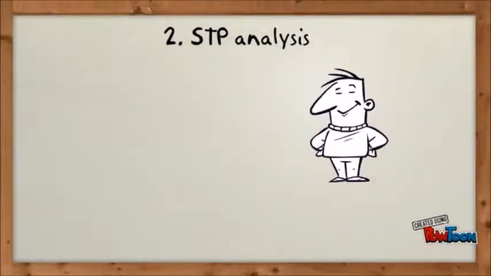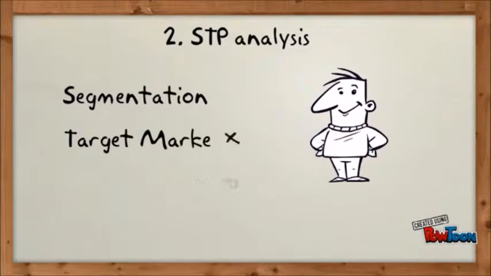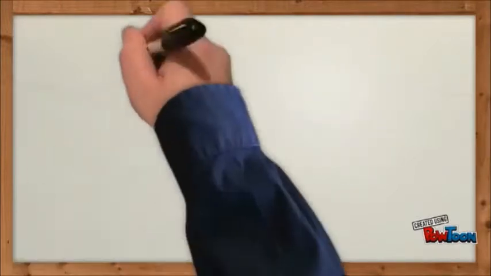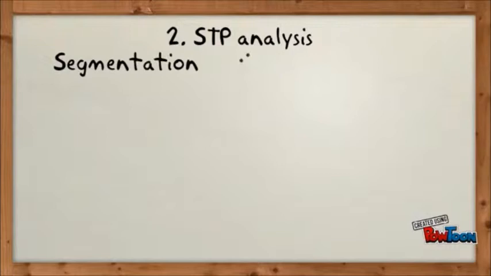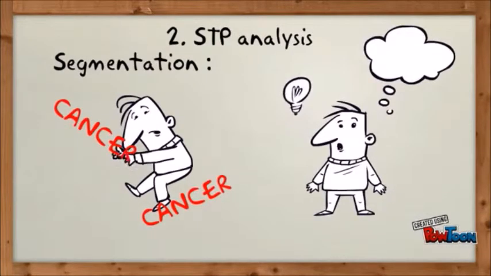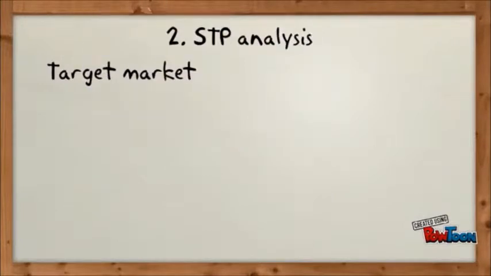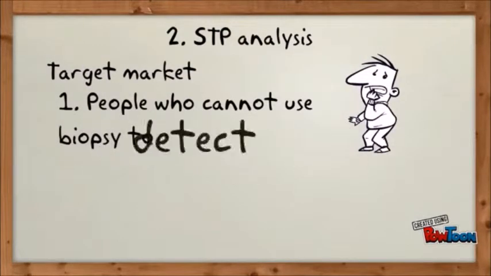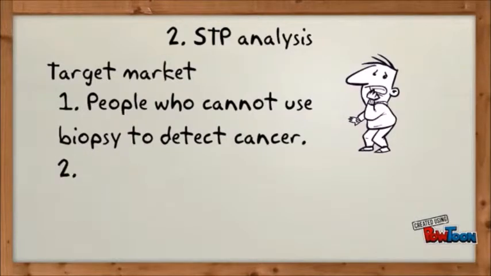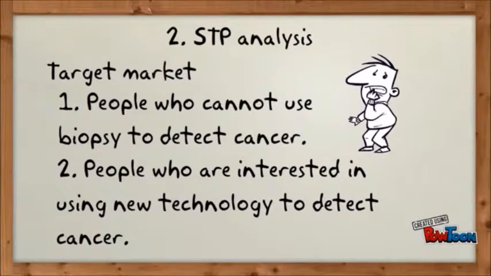The first analysis we have here is STP analysis, which are S, segmentation, T, target market, and P, positioning. The first one, segmentation. For Guardant 360, they choose to focus on customers who have cancer or interest in cancer management. Next, target market. Guardant 360 has 2 target markets. First, they target people who cannot use biopsies to manage their cancer. Second, they target people who are interested in Guardant 360 technology to manage their cancer.